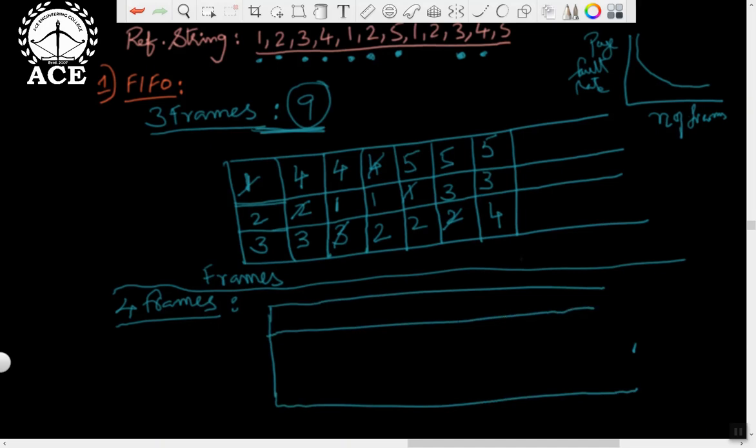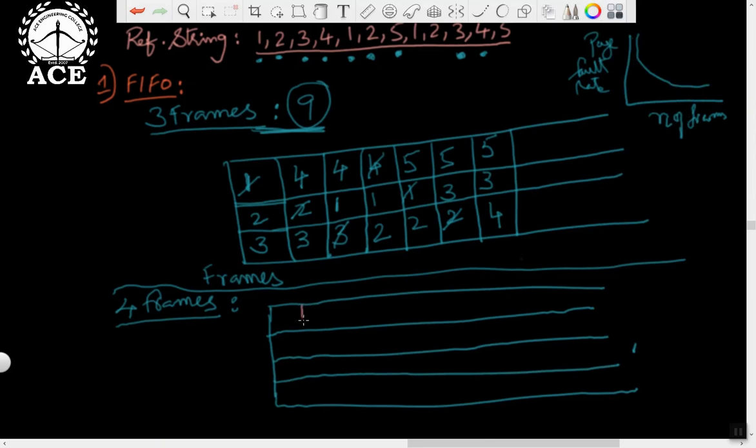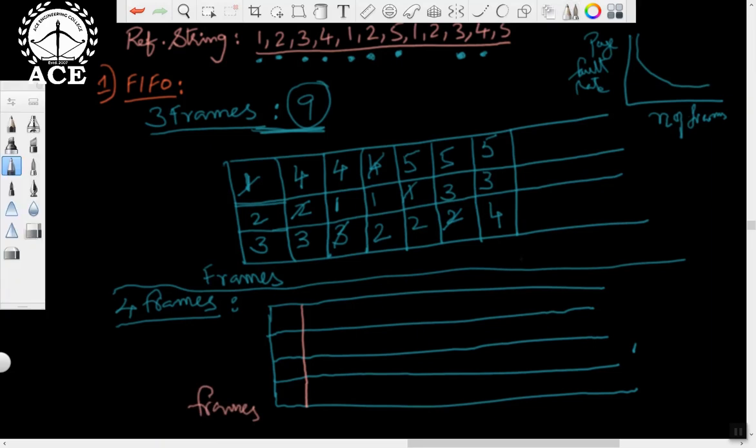I will take 4 frames. 1, 2, 3, 4. 4 frames. I will take another ink now to distinguish so that you can have clarity of visualization. Okay, 4 frames. These are frames, 1, 2, 3, 4. So let's start. I will rub off this. Again we can mark the dots.